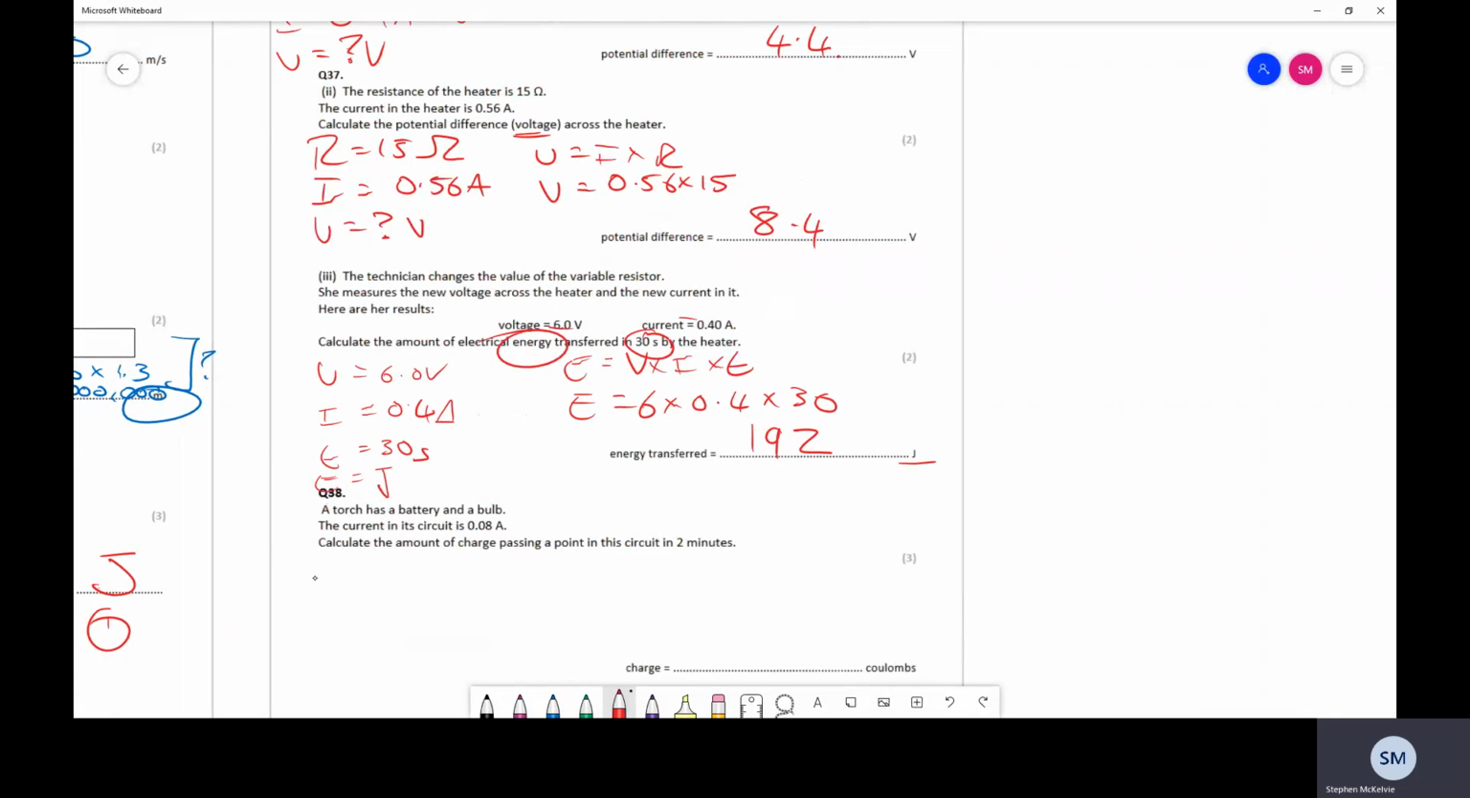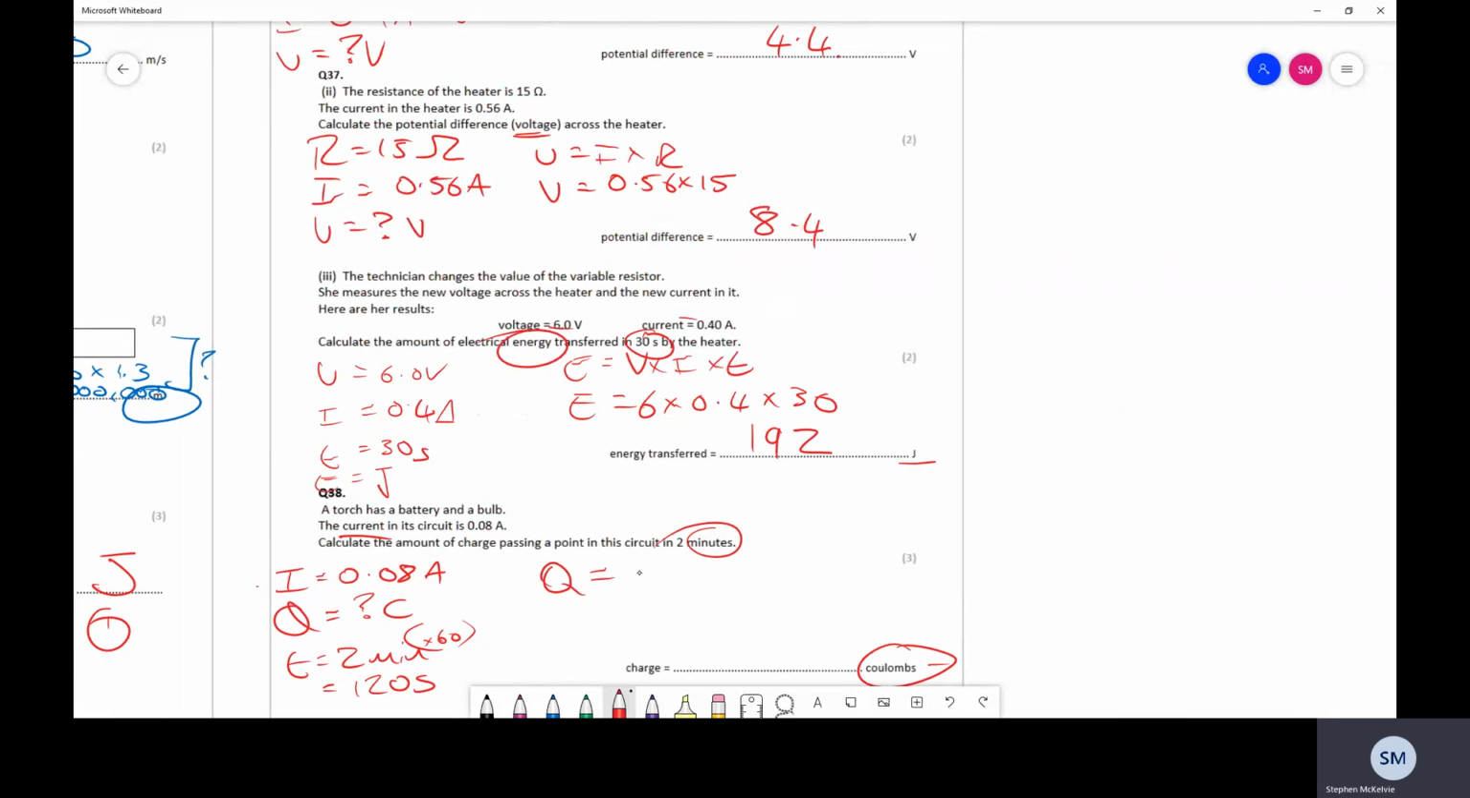A torch has a battery and a bulb. Well, isn't it lucky to have both a battery and a bulb? The current is 0.08 amps. Calculate the amount of charge, quantity of charge, Q in coulombs, passing a point in the circuit in 2 minutes. Time is equal to 2 minutes. But, of course, we don't like minutes, do we? It's asking me for coulombs. It's not asking me for coulombs per minute or anything like that. So we're going to change that by multiplying by 60 into seconds, 120 seconds.